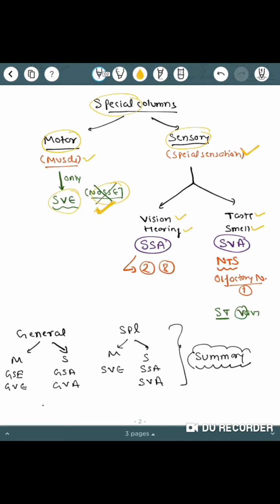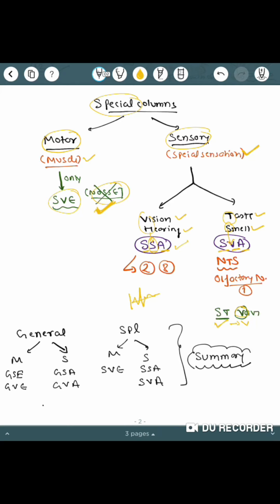So how can we remember this? Vision and hearing come under special somatic afferent, and taste and smell come under special visceral afferent. I have a mnemonic for you. We all know there is an ST wave in the heart, in the ECG. In the ST wave, if we change the W into V, we can easily remember that ST is linked to V. So smell and taste are linked to V, and the other two sensations, vision and hearing, are automatically somatic. So taste and smell come under SVA, and vision and hearing come under SSA.